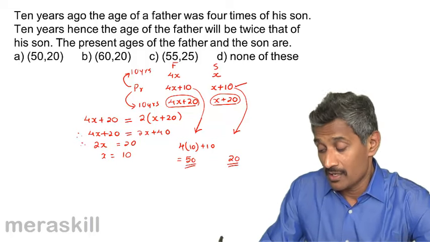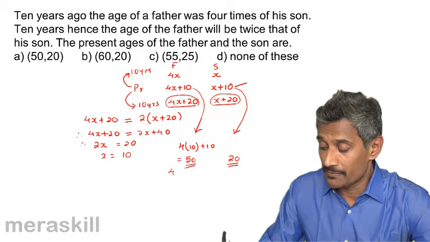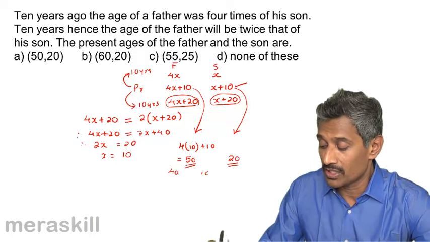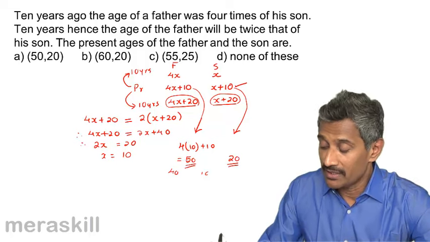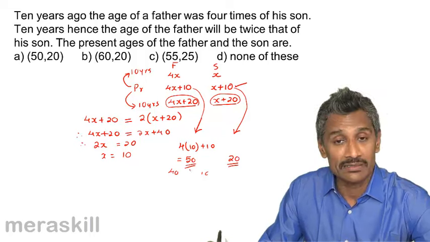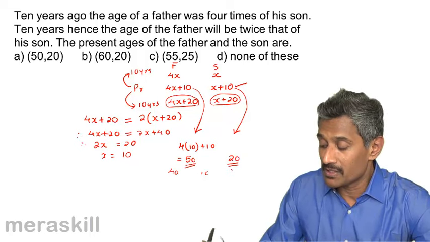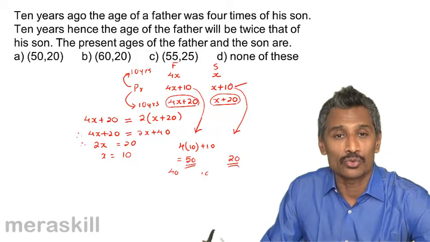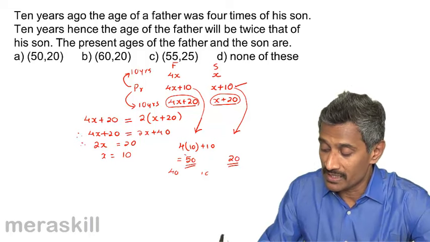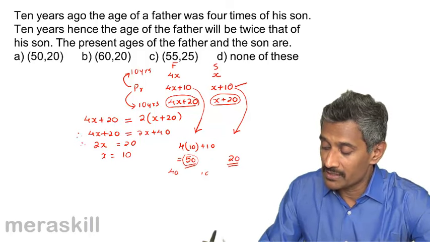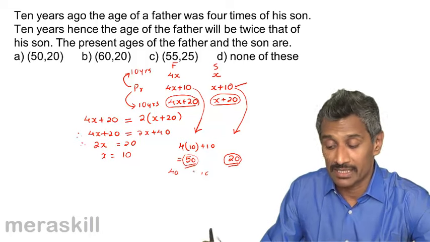We can check. 10 years ago it was 40 and this was 10. 40 is 4 times 10. 10 years hence, 50 plus 10, 60, and this 20 plus 10, 30. 60 is 2 times 30. So presently, father's age is 50 years and son's age is 20 years.